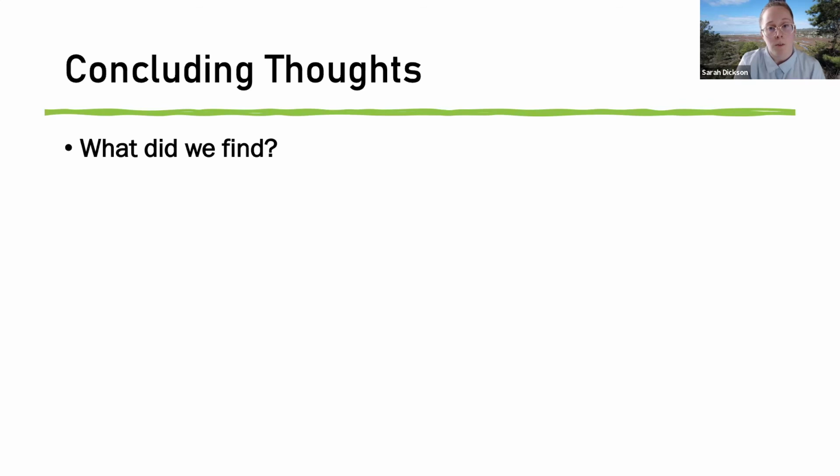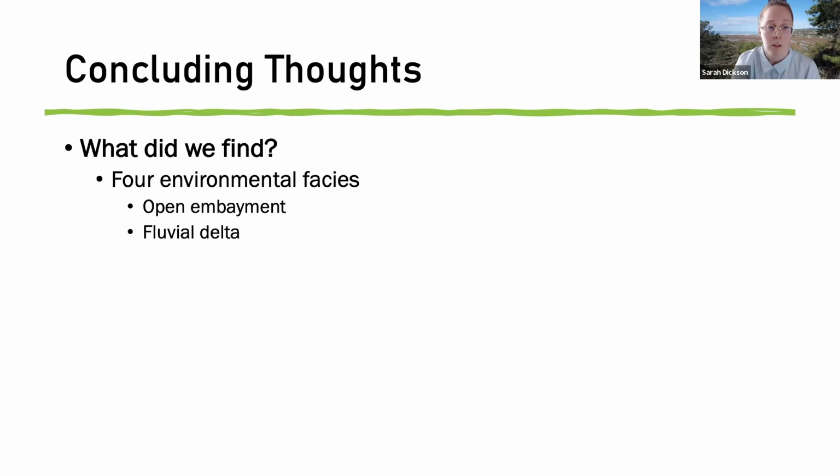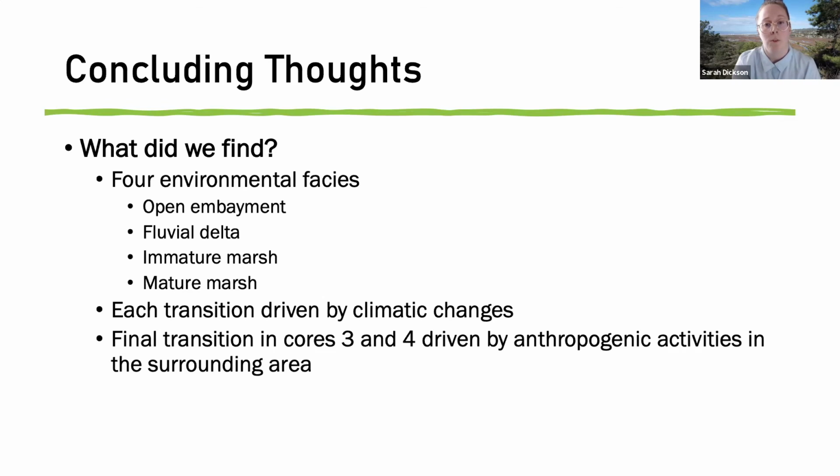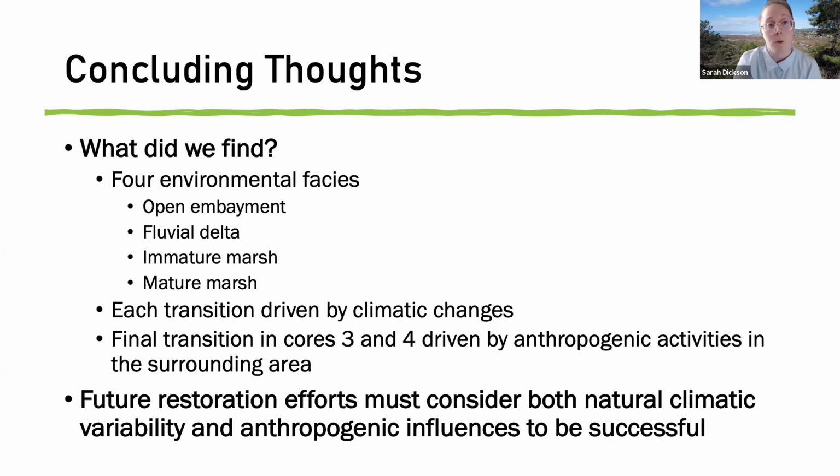We found that there were 4 environmental phases throughout the lagoon's history: an open embayment, a fluvial delta, an immature marsh, and a mature marsh. Each transition was driven by climatic changes, and the final transition in cores 3 and 4 was driven by anthropogenic activities in the surrounding area. So the bottom line, future restoration efforts must consider both natural climatic variability and anthropogenic influences to find success.